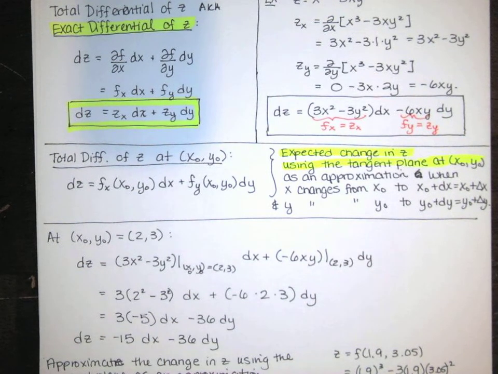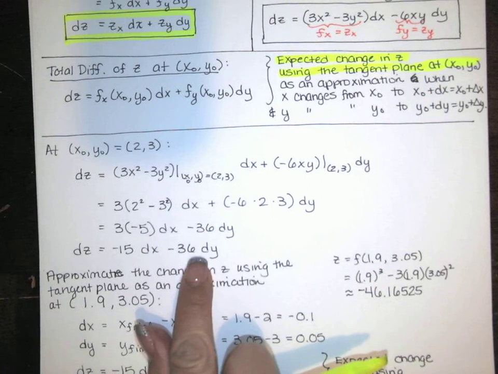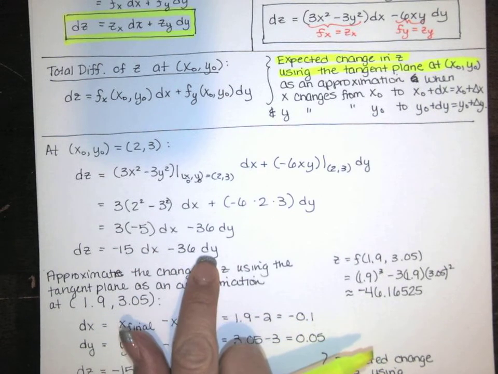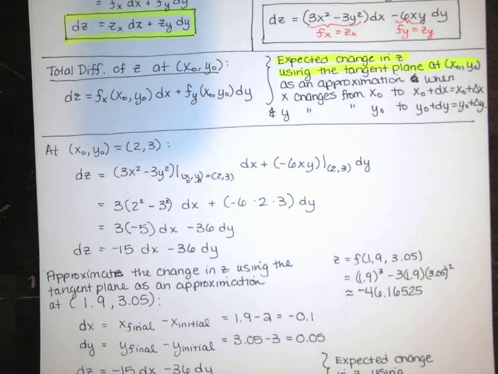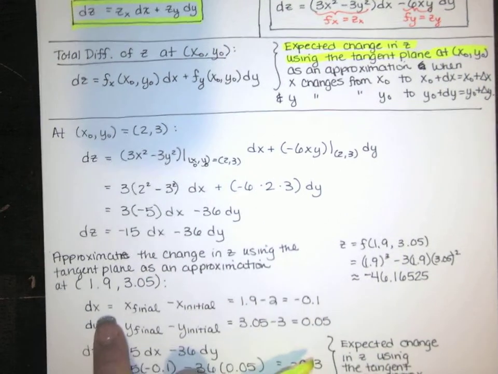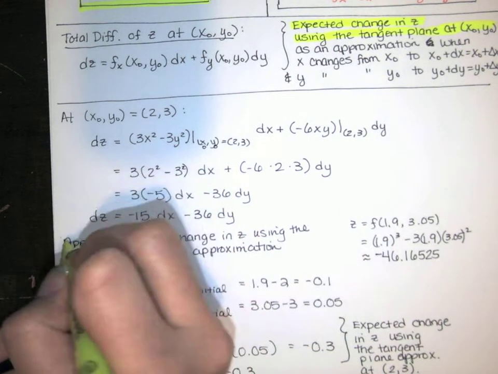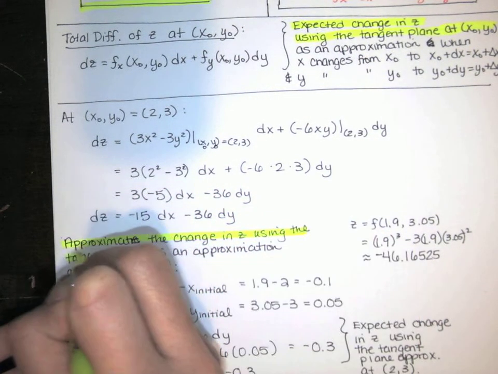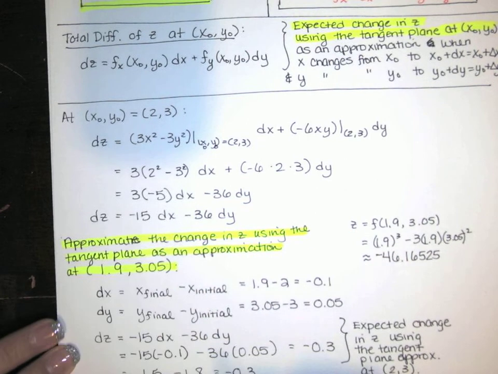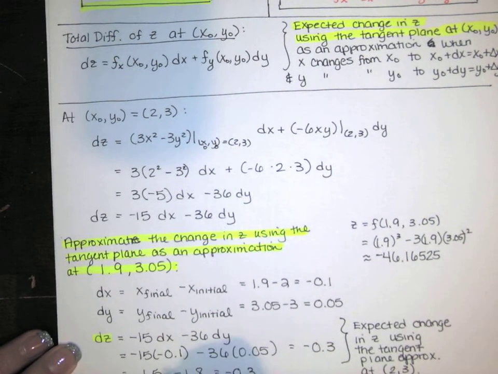So you plug in the base point, that's where you're drawing your tangent plane, and it gives you a formula for the change in z as x changes and y changes. Now if they ask you for the change in z from that base point to a specific new point, you have to find the change in x and change in y, just taking x final and x initial and subtracting them, and then substitute over here. So this is the approximate change in z using the tangent plane as an approximation at the new point. So dz, that is the negative 0.3 in this example, that's the expected change in z using our approximation at that point.